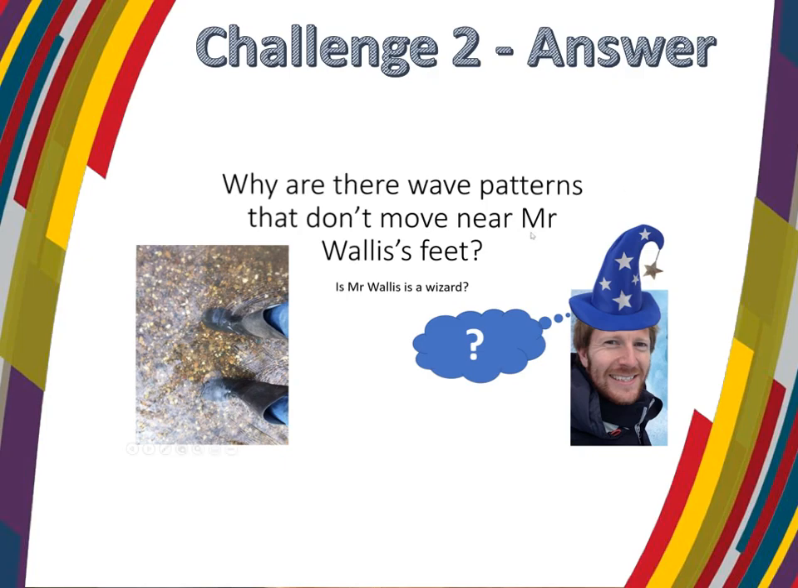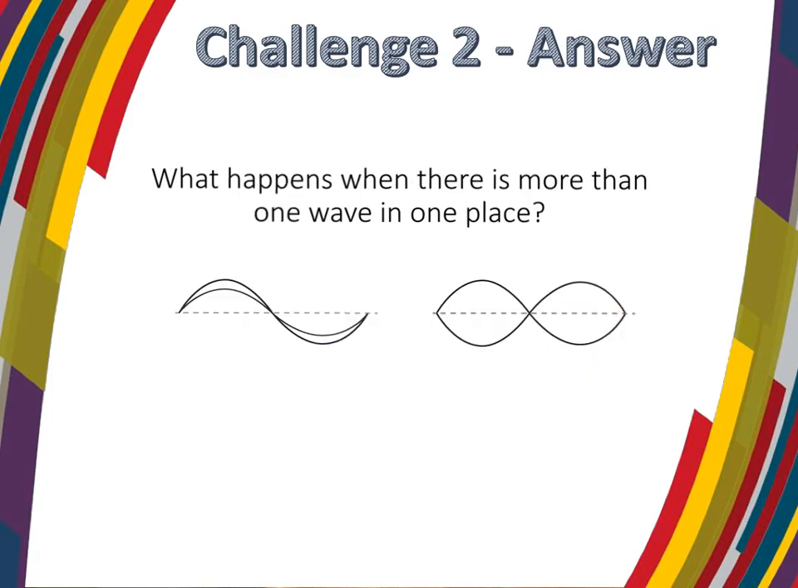So why are there wave patterns around Mr. Wallace's feet, and why don't they move? Well, to answer that, first of all, we need to look at what happens when there's more than one wave in one place. Because part of what's going on is that waves are coming down the water, they're reflecting off Mr. Wallace's feet, and then they're interacting with each other. So when there's more than one wave in one place, the waves add together.